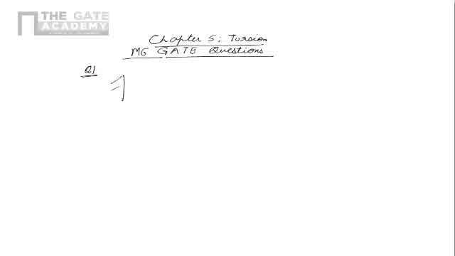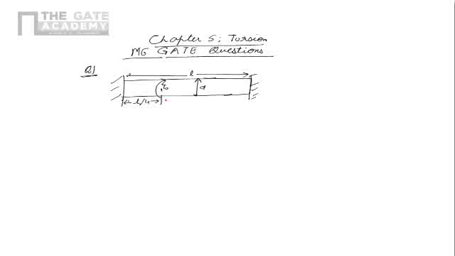So there is a solid shaft which is like this. It has a diameter of D and length is L. It is fixed at both the ends. Now, a torque T0 is applied at a distance L by 4 from the left end. So at the distance L by 4 here, there is a torque T0 applied. This is L by 4, so this is 3L by 4.